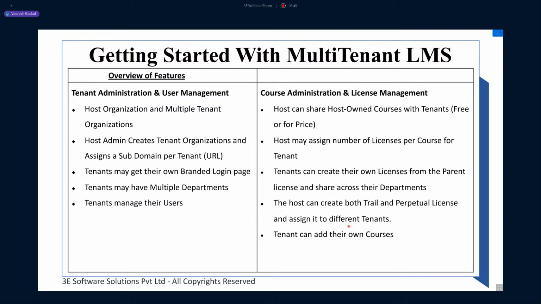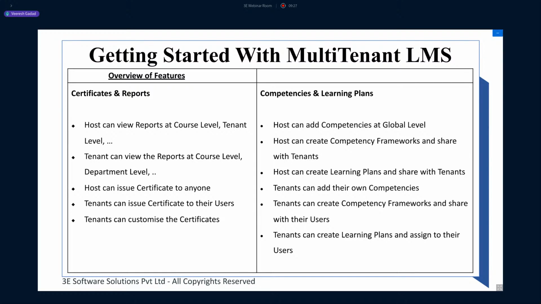The host can create licenses, and here we have two licensing types: one is a trial license and the other is a perpetual license. The trial license comes with a duration, and as per the system, we considered it as a 14-day free trial, but we can change it as per the host's needs. If you want to give a trial of 30 days, that can be customized. And the perpetual license in this system is 1 year. Whenever you want to create a license, these are the two types. And even tenants can add their own courses and distribute them to their learners. This is what you get in course administration and license management.